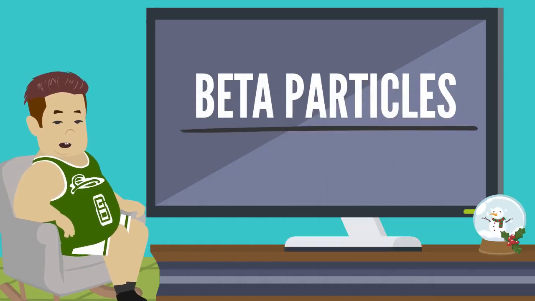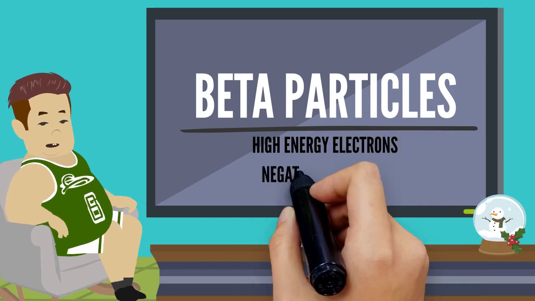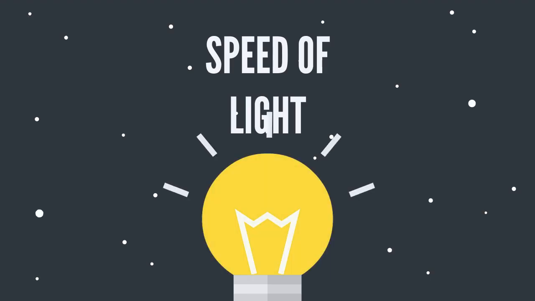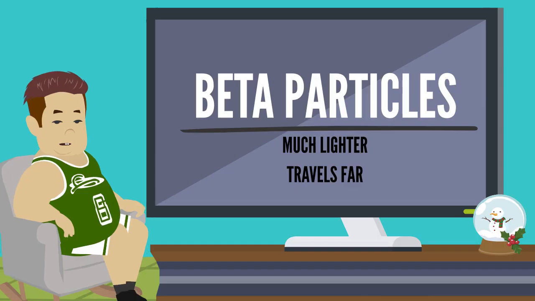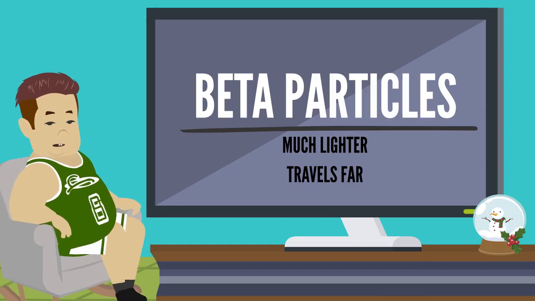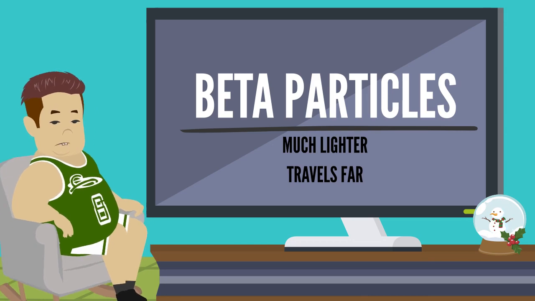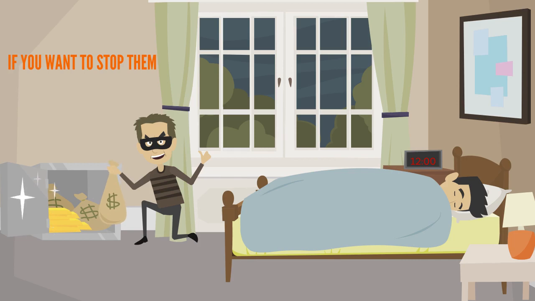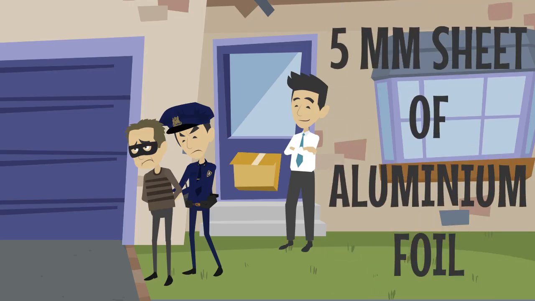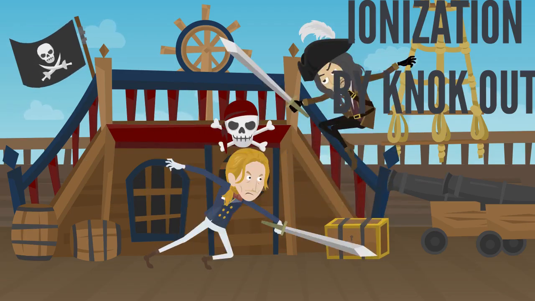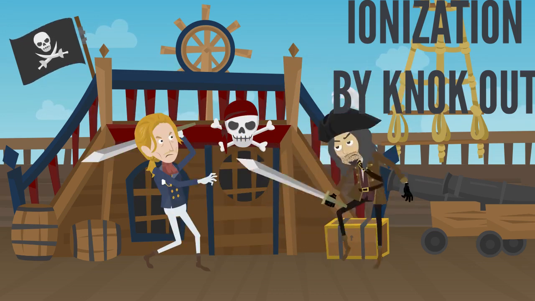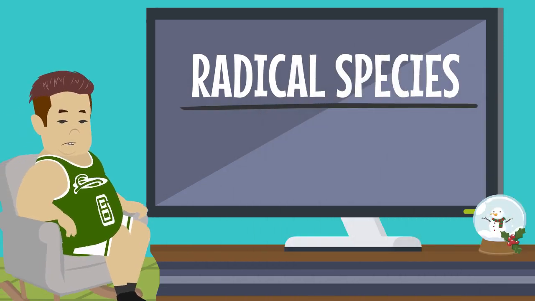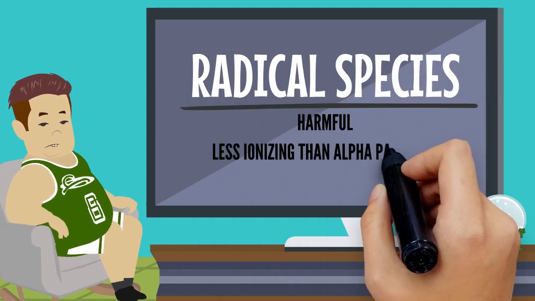Next up, we have beta particles. Beta particles are basically high energy electrons, so they're negatively charged and they're traveling at almost the speed of light. They're much lighter than alpha particles, and so they travel a lot further and are more penetrating. So now if we want to stop them, we need to use a 5mm sheet of aluminium foil. They ionize other species by knocking out electrons and breaking chemical bonds or forming radical species, which are quite harmful. Although they are less ionizing than alpha particles.